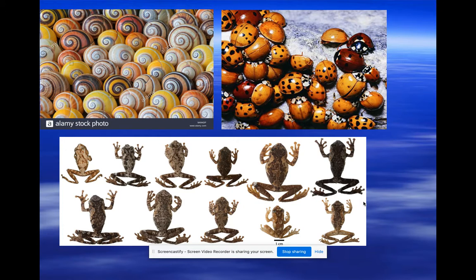Look at these snails up here. Look at these ladybugs. They're all the same species. They just have different variations. Look at these frogs down here. Different variations of a same or similar species.